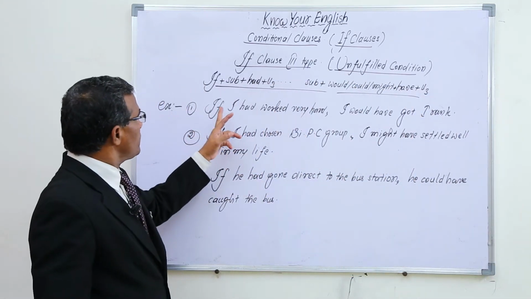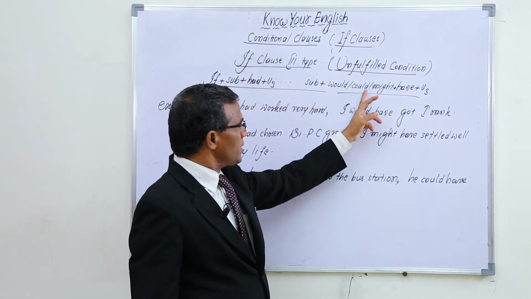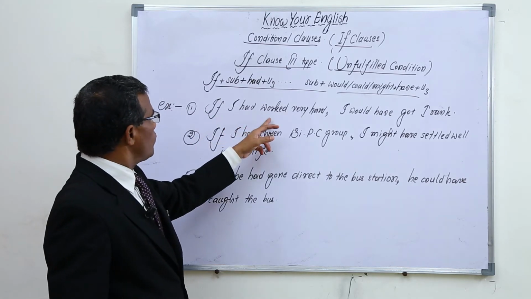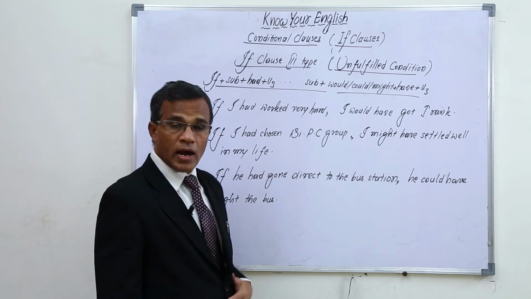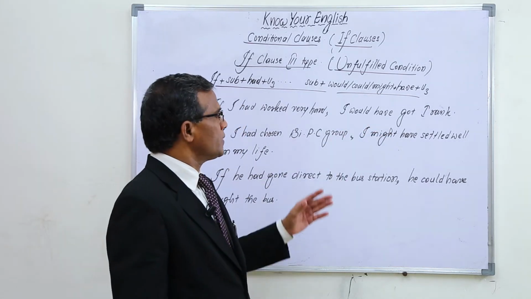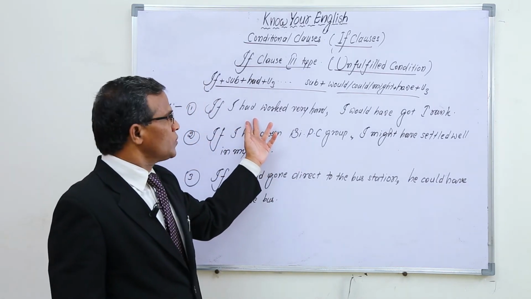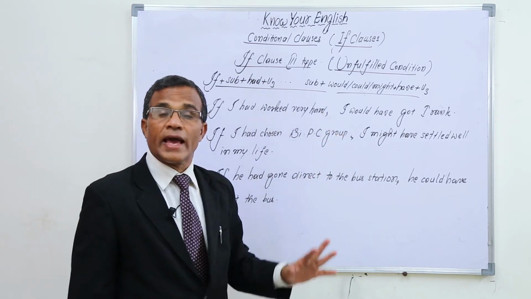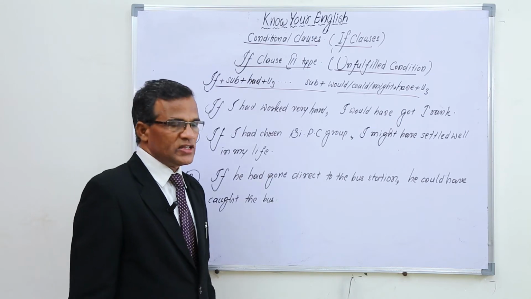Right. Okay. If subject plus had plus V3, then subject plus would or could or might have plus V3. If I had worked, V3 form, if I had worked very hard, I would have got first rank. The meaning of this one is he did not work hard really, so he did not get first rank. So after these two things happened, we talk about the previous things in this way.